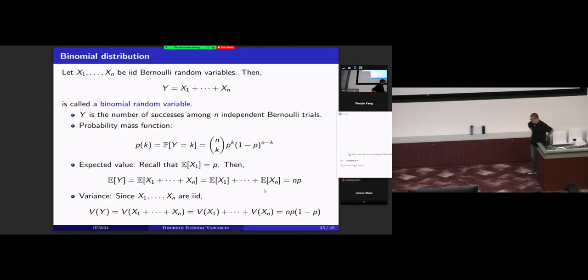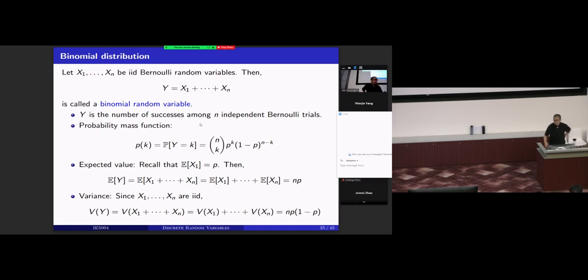And also, at the end of last lecture, we discussed this binomial random variable. So what is a binomial random variable? Again, we flip this coin. This time, we flip n times. The number of heads among those n flips is a binomial random variable, right? So according to this definition, you can see that this binomial random variable is just the sum of n Bernoulli random variables, right? So then, what is the probability mass function of that?